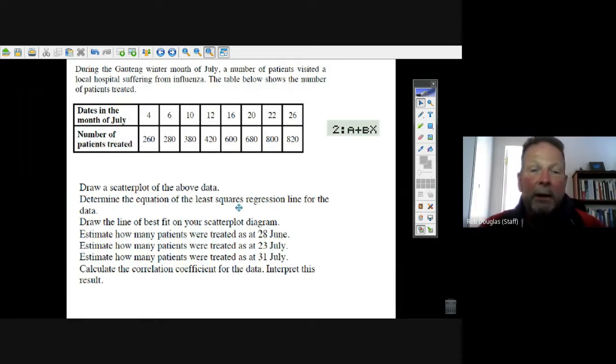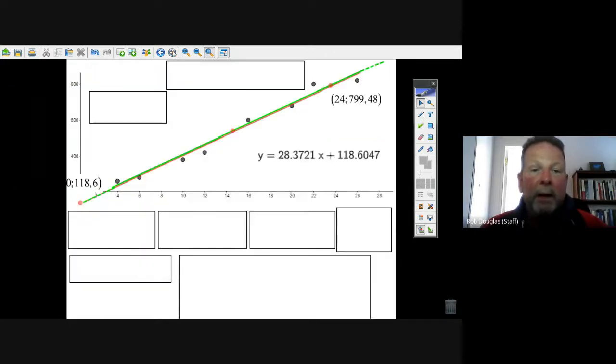Now, I cheated a little bit. I'll show you on the other page right now. I got a computer to do this. Now, the computer gave me this equation. They've got A here and B, the gradient. It just gave me the equation of the regression line, and it graphed these points.